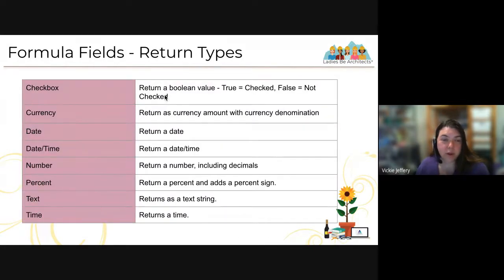All right, so what were those return types? We've got a number of them. We've got checkbox, so that's going to return a Boolean value, true or false, based on whether the box is checked or not. We've got currency, date and time, number, percent, text, and just time. When you create your formula field, you're going to select one of these. That's your return type. That's what the format of the field is going to be.